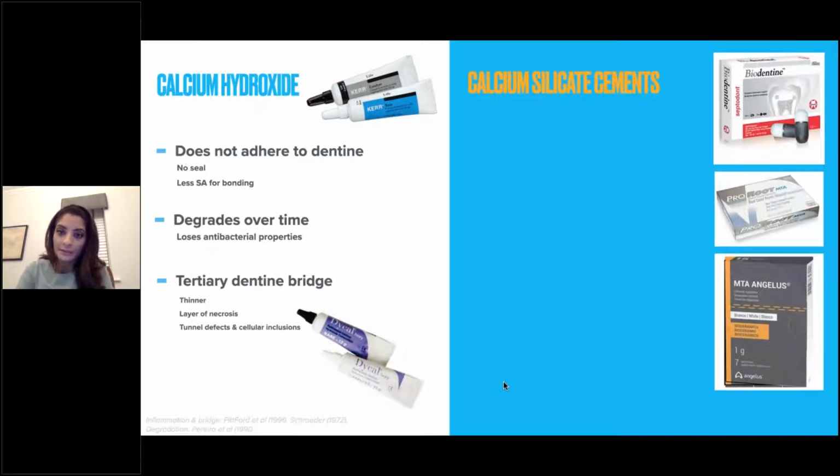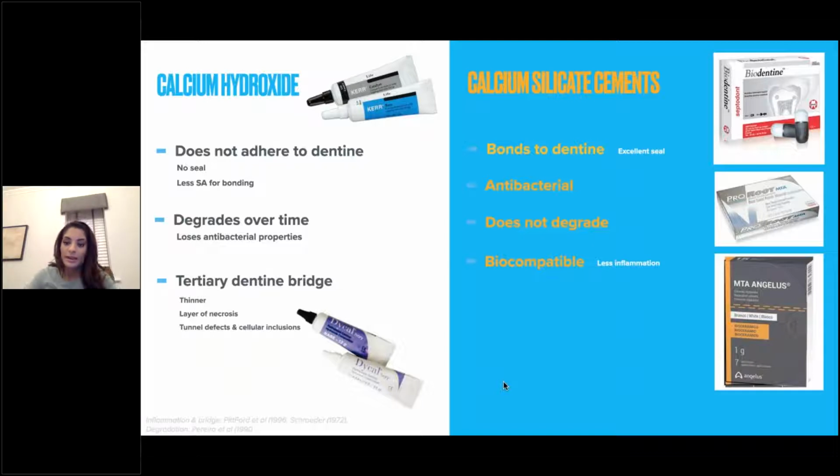The newer products that were launched were calcium silicate cements, something like Biodentine or MTA. And the benefits of this are they bond to dentine so that the seal you get by your indirect or your direct pulp cap is excellent. It's very antibacterial, so again, very alkaline when it's placed. It doesn't degrade over time. It's also very biocompatible, which means we get much less inflammation when it's placed down.